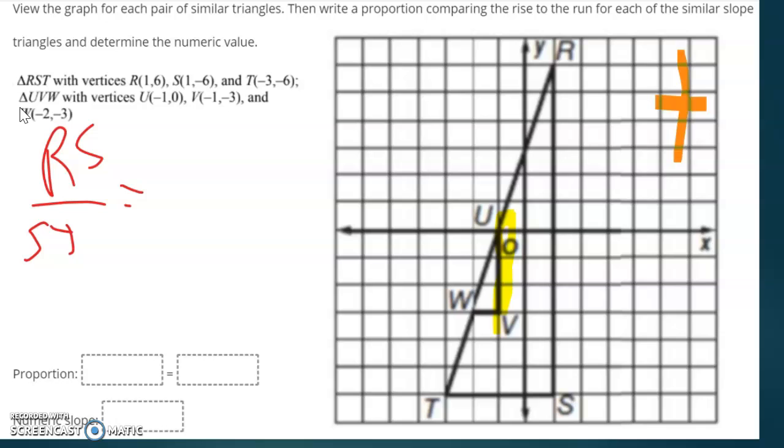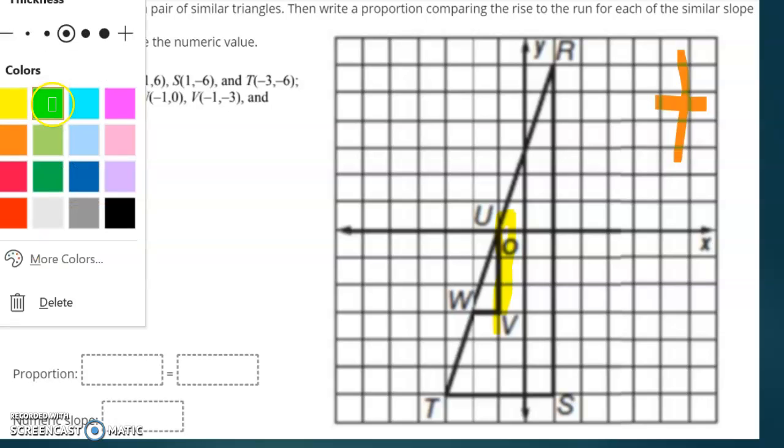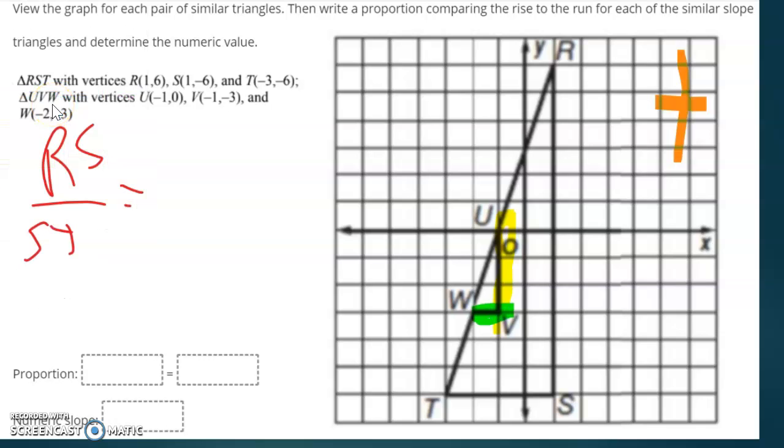as UV is to, that's the rise and that's the run. So it would be UV to WV. When I go here, it is 1, 2, 3 for the rise, 1 for the run. 3 divided by 1 is 3.